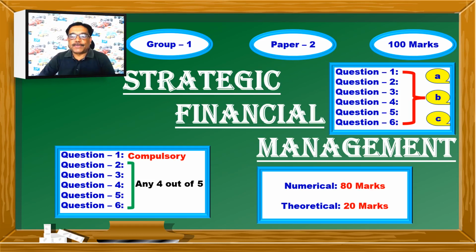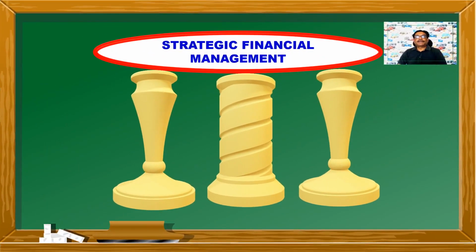Similarly, for this paper, strategic financial management, how many fundamental pillars does it consist of? Actually, 3 fundamental pillars. What are the 3 fundamental pillars? Pillar number 1 is your risk. You have to understand the meaning of risk. You have to understand how to quantify the risk. You should have the skill to analyze the risk, and based on that you have to take your decision. So the first pillar is risk.